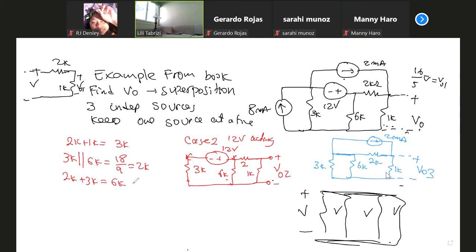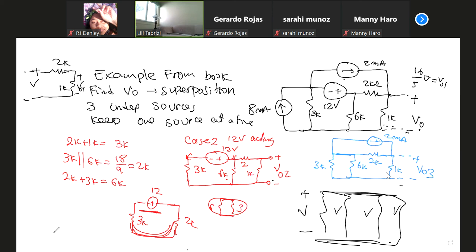Okay, let's do it one by one. 2 and 1 in series, you get 3 and 6. Combination in parallel, so you get minus plus 12 volts. 3 and 6 in parallel, 2K and 3K. Okay, so suppose you're standing here. What do you see? 3K and 2K in series, 6K. Okay.